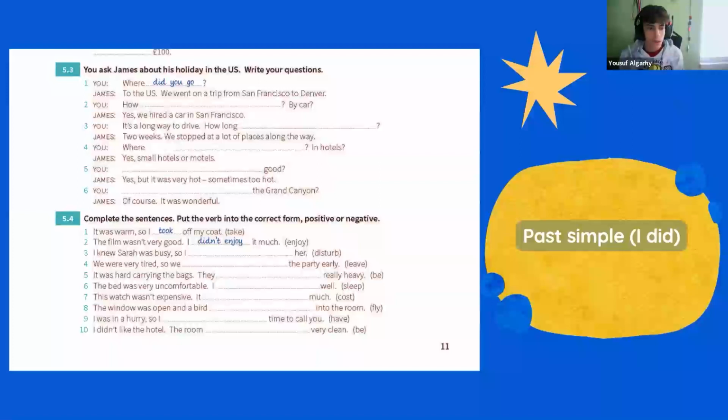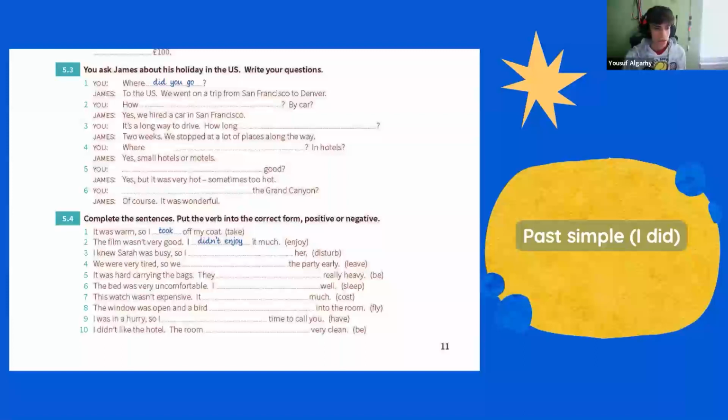And then number five, blank good. And then James says, yes, but it was very hot. Sometimes too hot. You could say, was it good? Good. Okay. And then number six, blank the Grand Canyon. It would be, did you visit the Grand Canyon? And then James says, of course, it was wonderful.